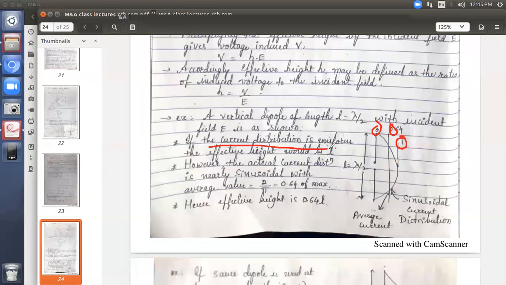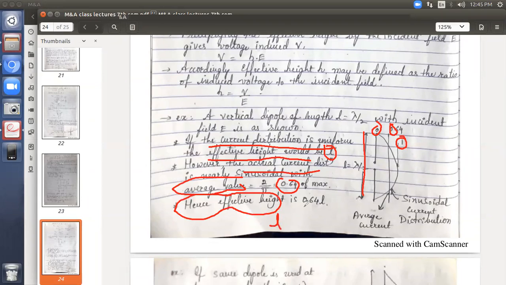So if the current distribution is uniform, what would the effective height be? L, the total length. If the current distribution is uniform, then directly you will take the complete length as its height, that is lambda by 2. But however, what is the current distribution? It is sinusoidal. Because of that, the average value will be 0.64 times the maximum. Hence, your effective height will not be equal to L. It will be 0.64 times L practically. So 0.64 times L means it will be less.